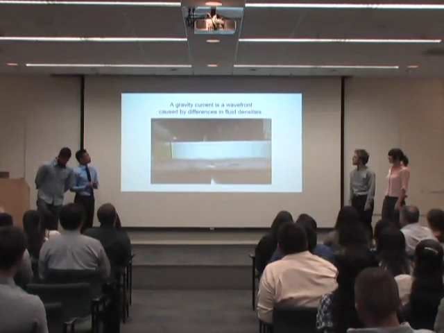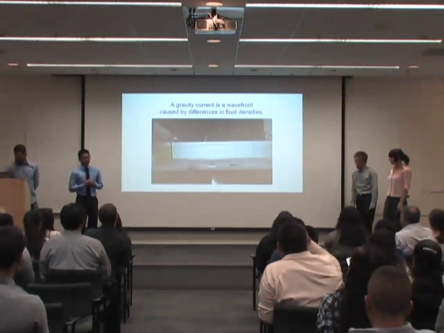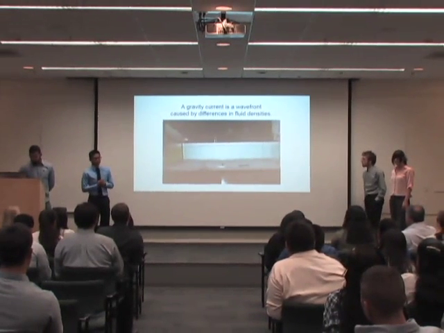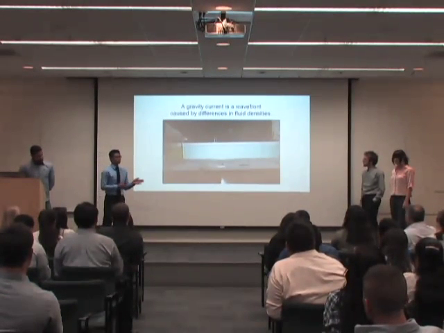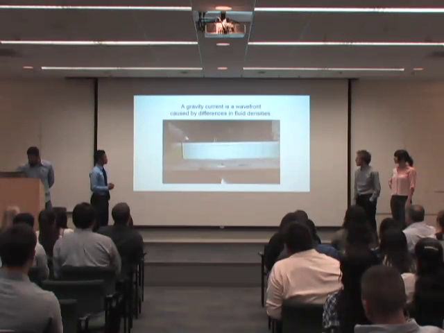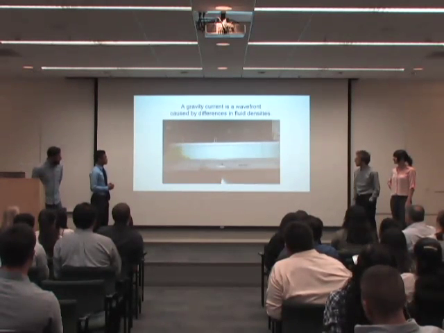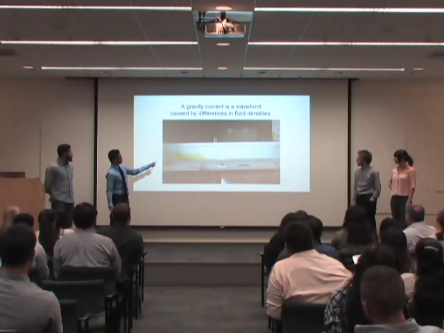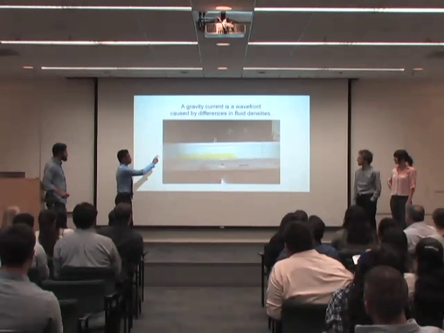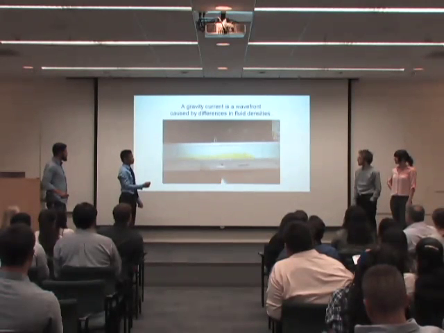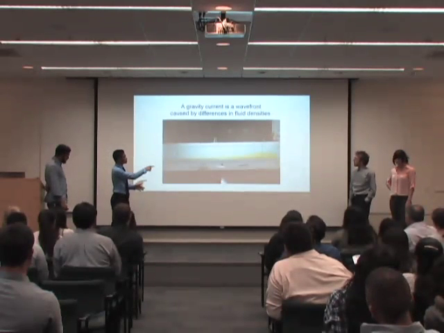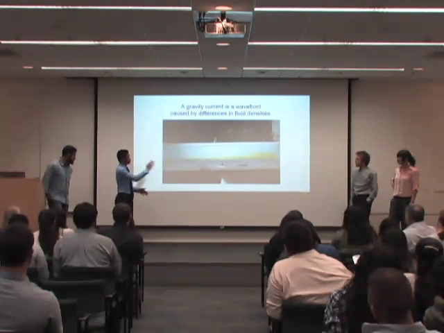First, we want to begin by defining what a gravity current is. A gravity current is a wavefront caused by differences in fluid densities. We are going to show you a video to demonstrate what a gravity current looks like. In this video, the green fluid is called the gravity current, and it's more dense compared to the blue fluid, which is called the ambient. This small difference in densities causes the green fluid to have a horizontal flow to the right.